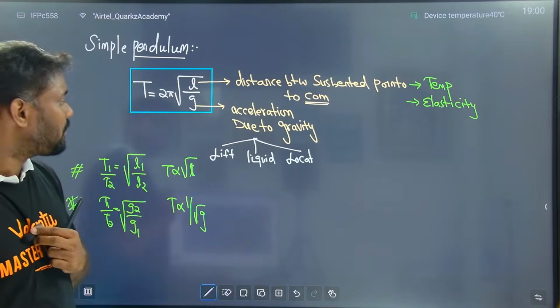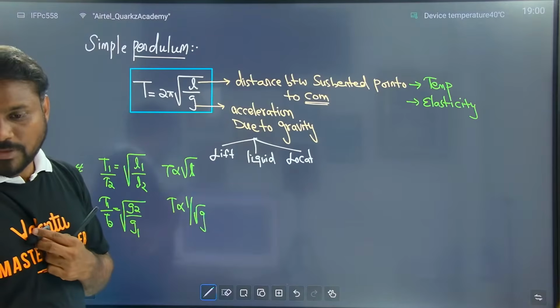Is it clear? So based on that, we'll discuss that problem. Clear? Everyone understood it?